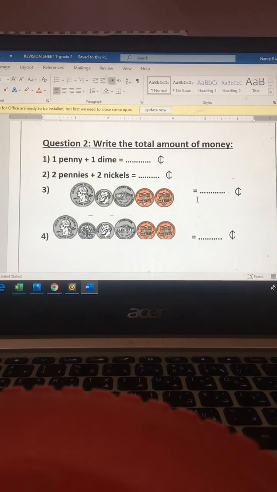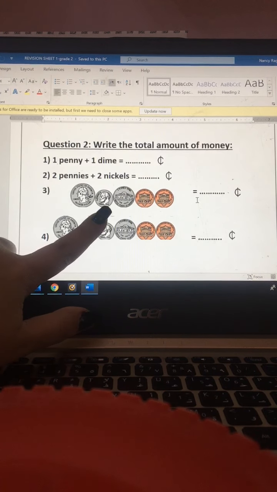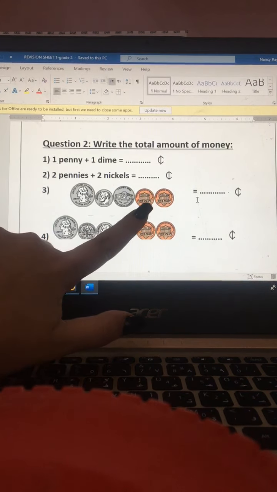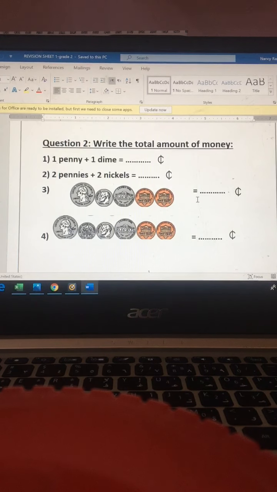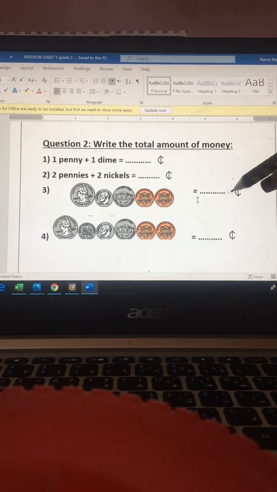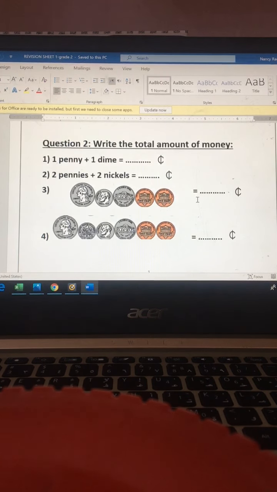We are going to add all the numbers that I already said in order to know the total cents that I have. This is 25 plus 10 plus 5 plus 1 plus 1. If I add these numbers, I'm going to have a total of 42 cents.